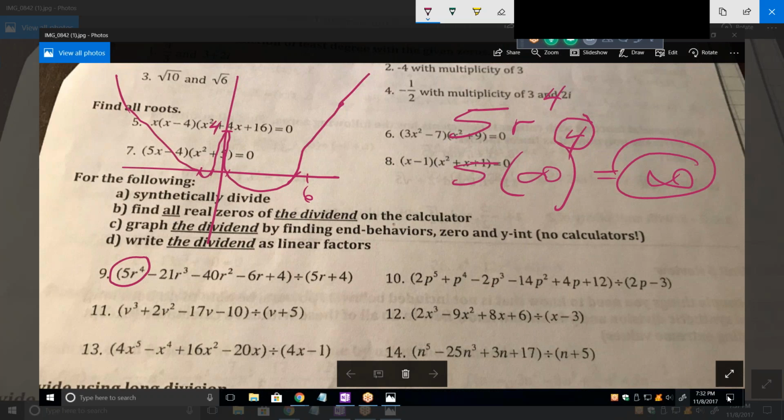Write the dividend as linear factors. Have they taught you how to do this? Kind of. Using the rational factor theorem? Yeah. Hold on a second.